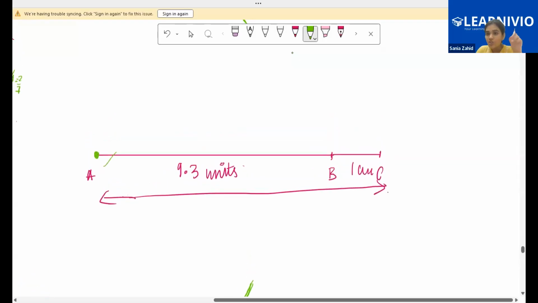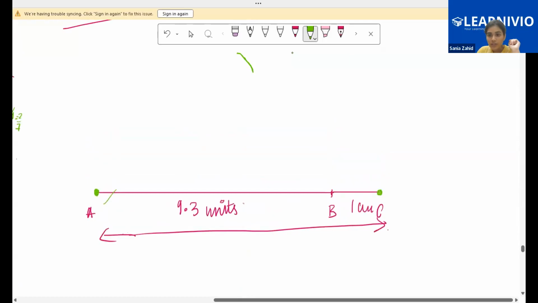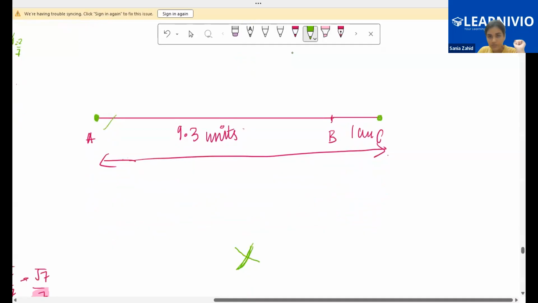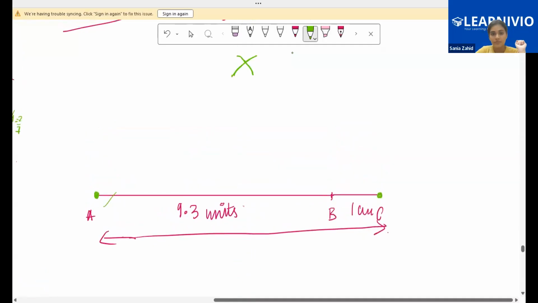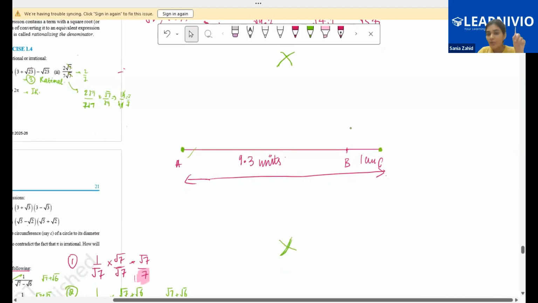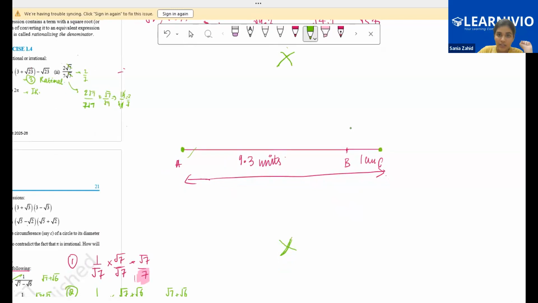Now you shift the position of your compass to point C. And now you cut this previous arc. Cut the previous arc, and similarly cut this arc also. Everybody got this much? Yes. Now you take your scale and you join these 2 points. With the help of a scale, join these 2 points.